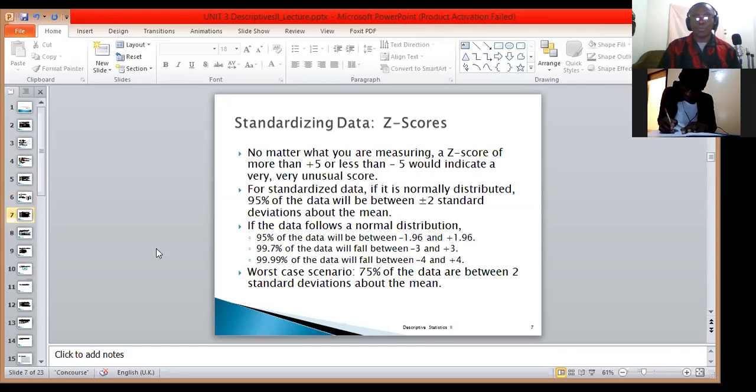What we are saying here is that a Z-score of more than +5 or less than -5 would indicate a very, very unusual score. Generally, for the Z-score, the maximum is -4 and +4. When we calculate and find anything above that, then something should be very unusual.